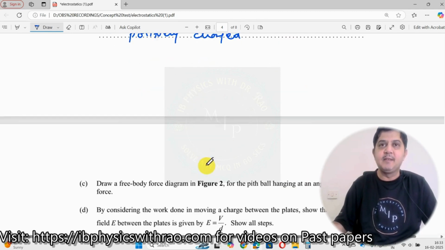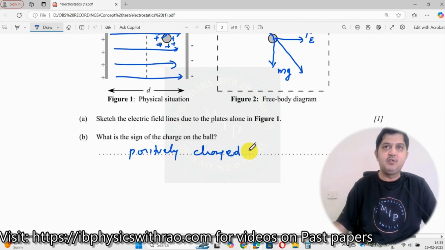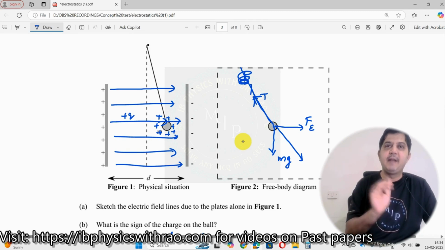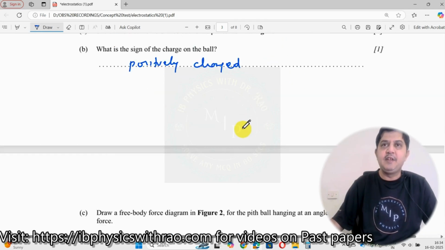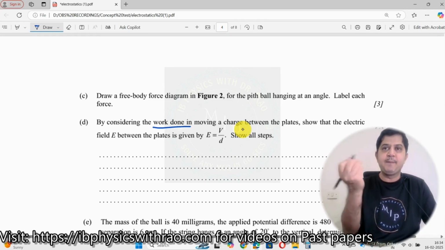Okay, then by considering the work done in moving a charge between the plates, show that the electric field E between the plates is given by E equal to V by d. Now the problem changes: I have a positive charge here and this is moved from one end to the other end. In that case, show how the electric field is equal to V by d. Okay, so we need to do it like this over here. By considering the work done, there's already a clue given here. Using the work done formula, arrive at it.